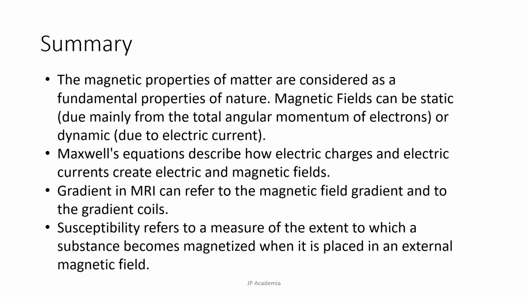Okay, in summary, the magnetic properties of matter are considered fundamental properties of nature. It can be a static or dynamic field. Maxwell's equations describe how electric charges and electric currents create electric and magnetic fields. We also have this term gradient in MRI that can refer to the magnetic field gradient and to the gradient coils. Last, susceptibility. This refers to the measure of the extent to which a substance becomes magnetized when it is placed in an external magnetic field.